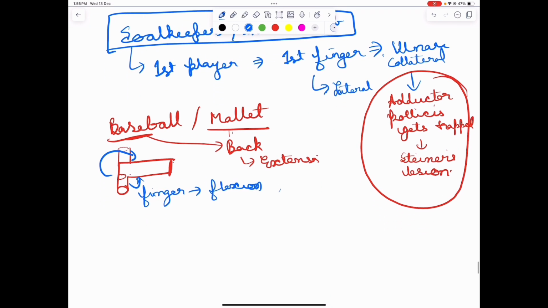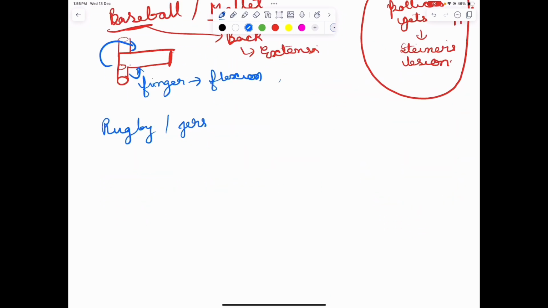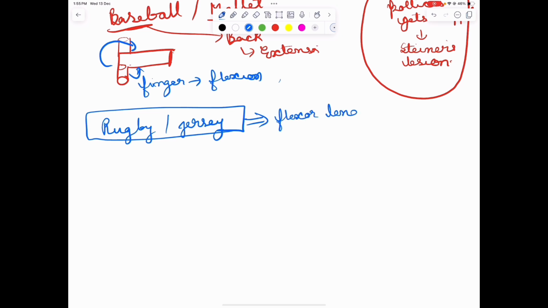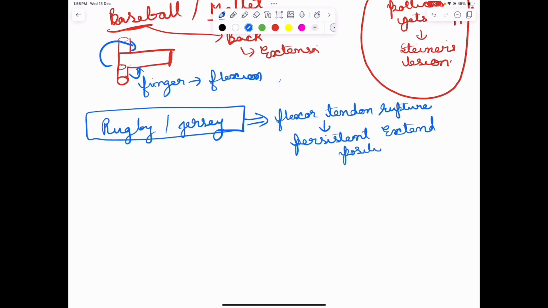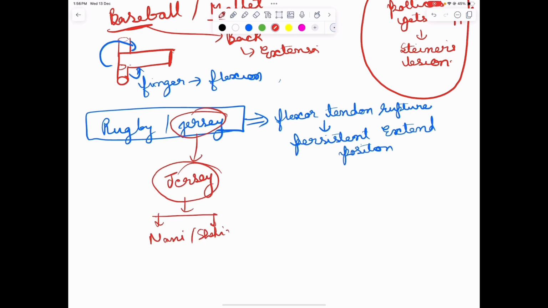Now rugby jersey finger. In rugby or jersey finger, the flexor tendon is ruptured, and it always remains in a persistently extended position. Remember, the flexor tendon is ruptured, and by that it remains in a persistently extended position. Again, if you find this information difficult to retain, there was a movie released as Jersey, in which Nani or Shahid Kapoor, both die. After a long duration, many hours after death, the body lies in complete extension. So from that you can recall, okay, fine, in rugby or jersey we have extension.